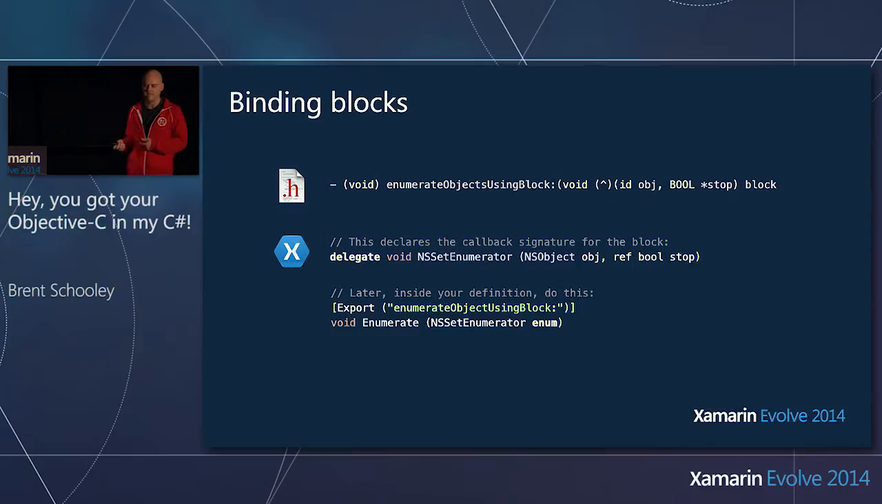So we give it a name, NSSetEnumerator, pass in the NSObject and the reference Boolean parameter. And then we just bind the method, enumerate objects using block, and instead of passing in the ugly block syntax, we pass in our NSSetEnumerator delegate. So it's a one-to-one mapping. We're just using delegates in place of the block syntax.